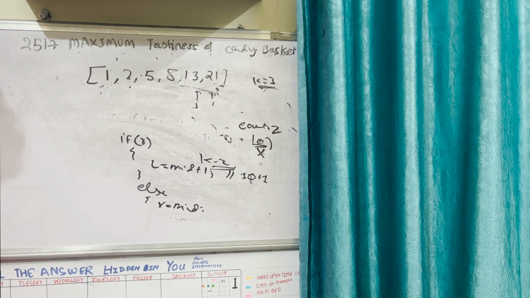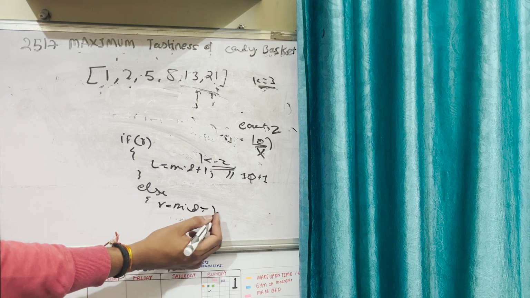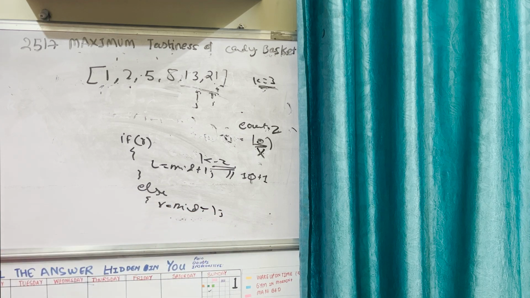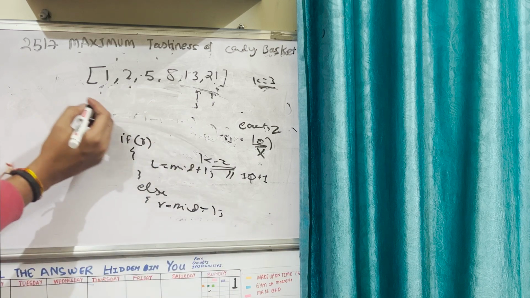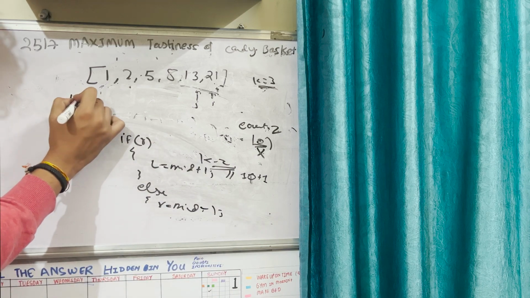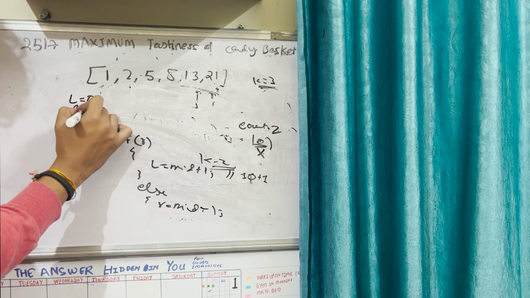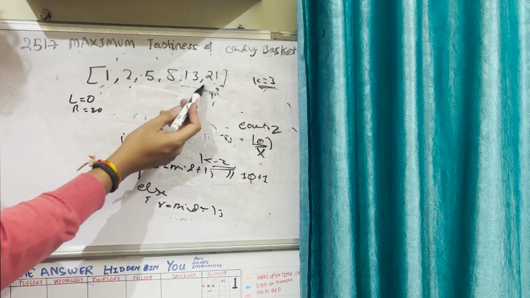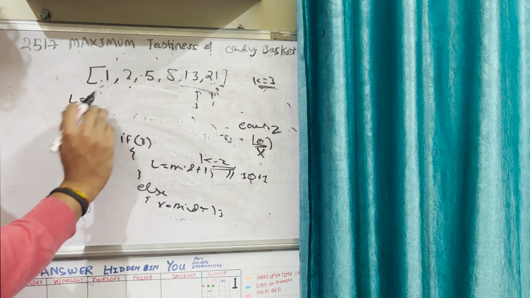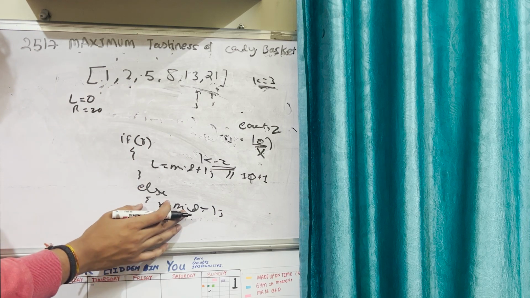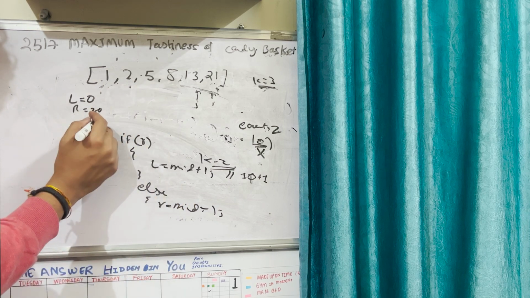Right will be mid or mid minus 1, you can say. Let me explain you. Like 10 was not possible. So what we will do? Left was 0. Right was initially 20. Why 20, as I told. 21 minus 0. So it will change to 10 minus 1, which will be 9.